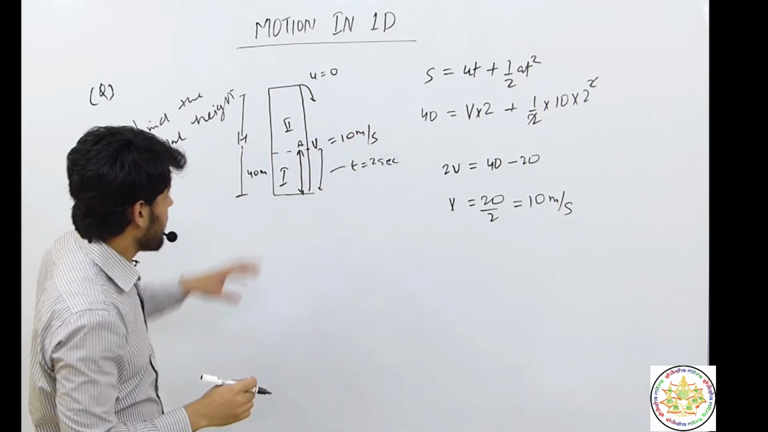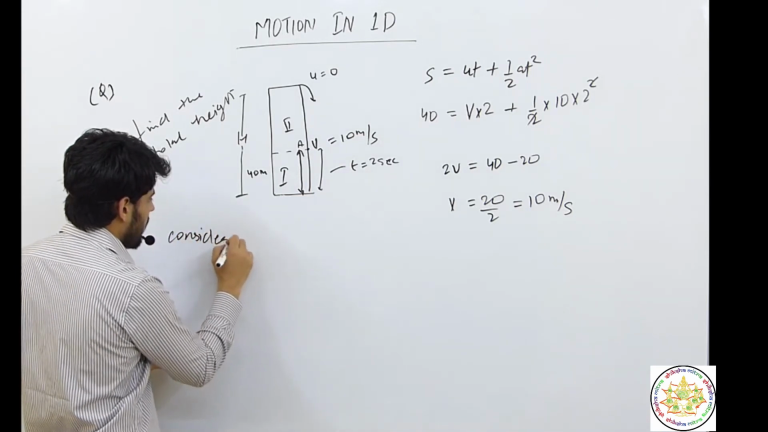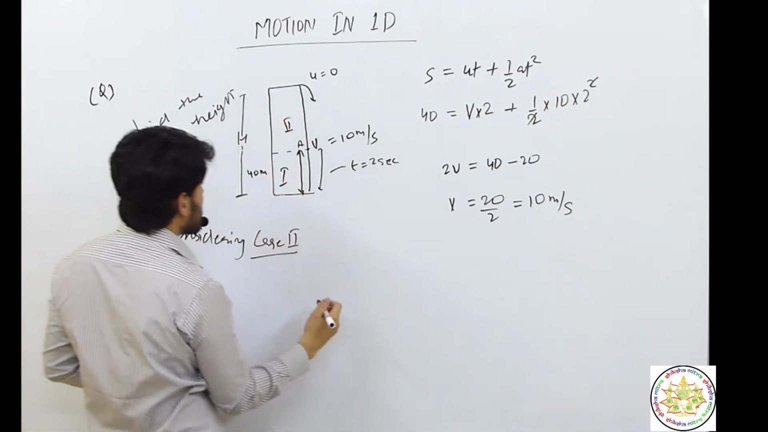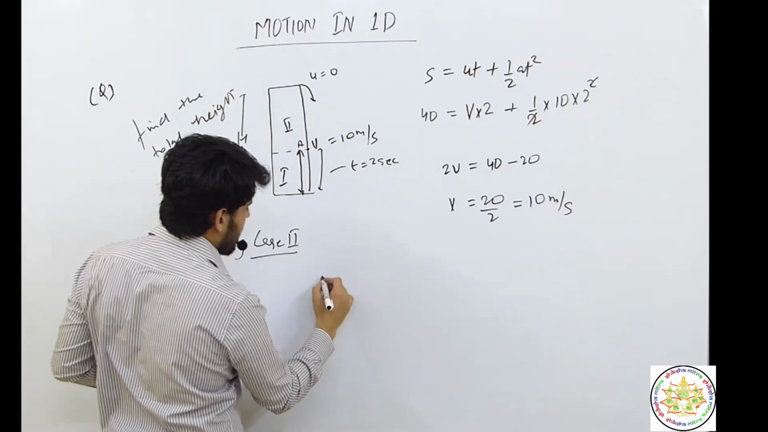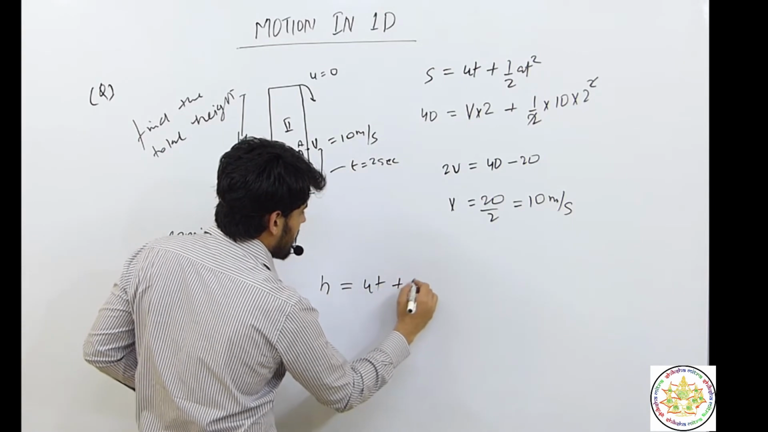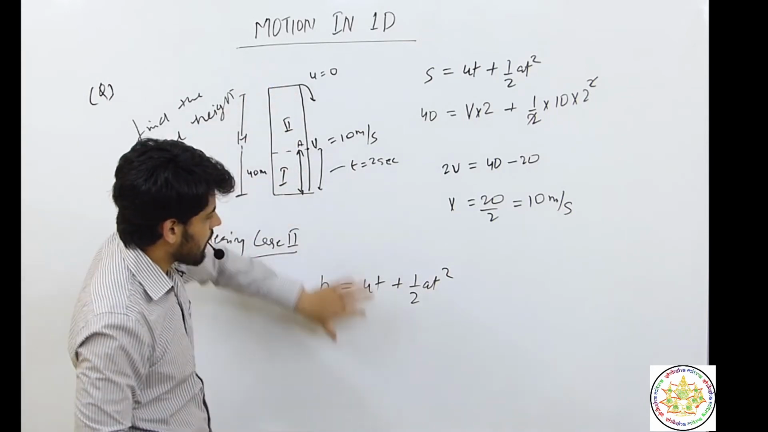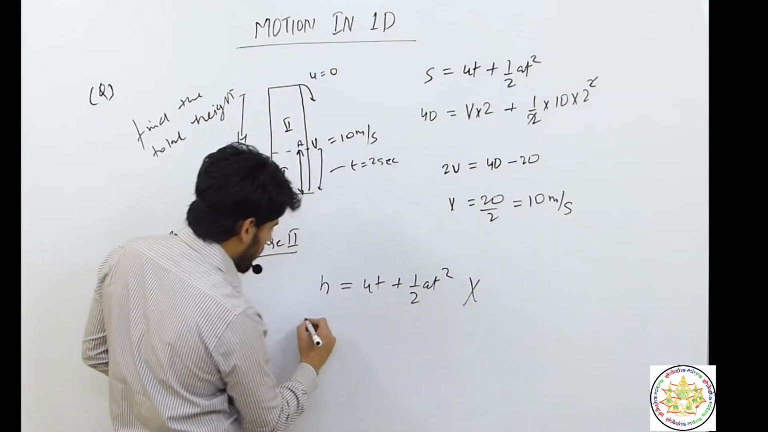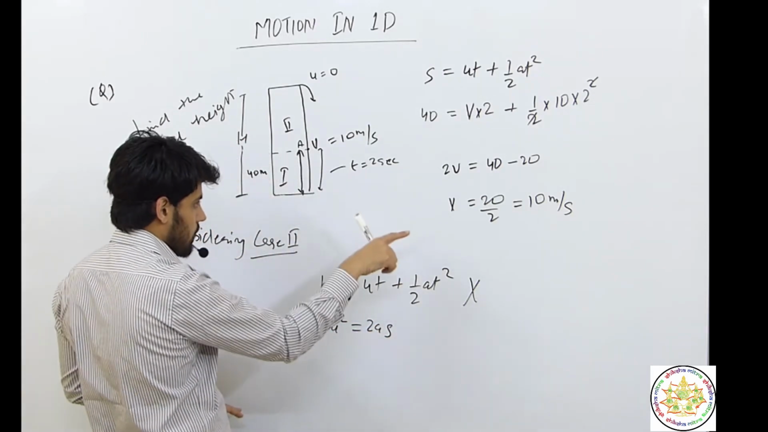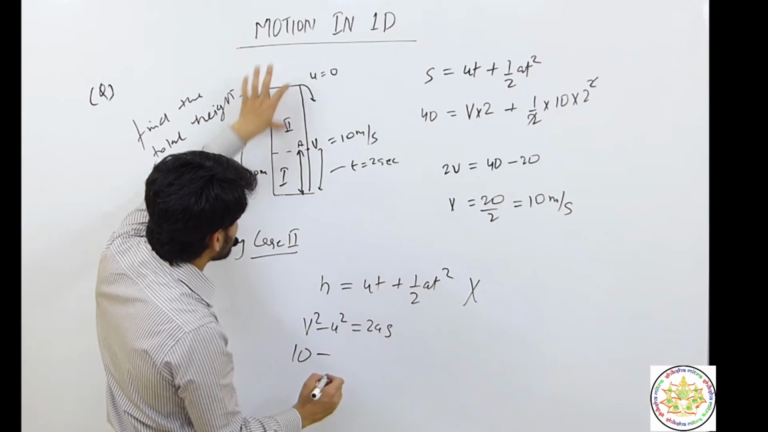Fine. So now we take the second case, considering case 2. For this case, if we calculate this height, we'll take it as small h is equal to ut plus half at square. See, we don't use this equation because we don't know the time taken in this, so we will not use this equation. We will use v square minus u square is equal to 2as, that is, final velocity is 10, which was initial for the first case, so it is 10. Initial velocity for this case is 0.